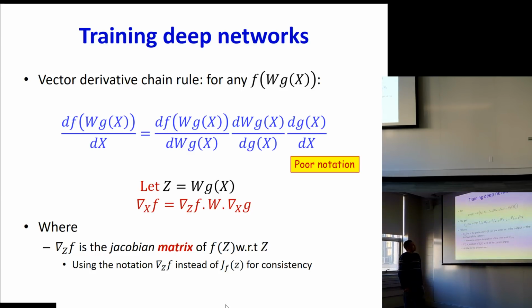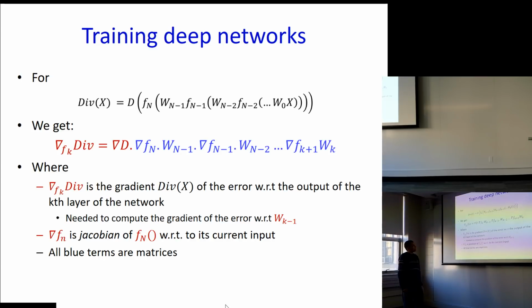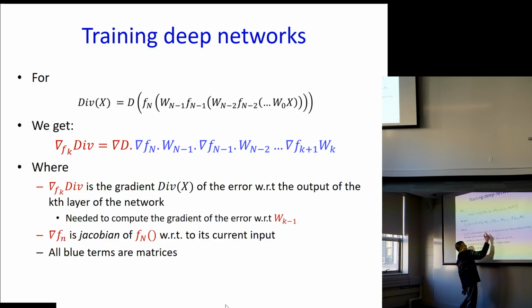So let's go back and look at what happens when we take the derivative of the divergence between the actual output of the network and the desired output with respect to the output of some kth layer, fk. That's going to be the gradient of the divergence with respect to the argument to d, times the derivative of fn with respect to its argument, times the weights matrix, times the derivative of the next one, fn minus 1, with respect to its argument, times the next weight matrix, and so on. I've just written this whole thing out using the standard chain rule that we just saw.